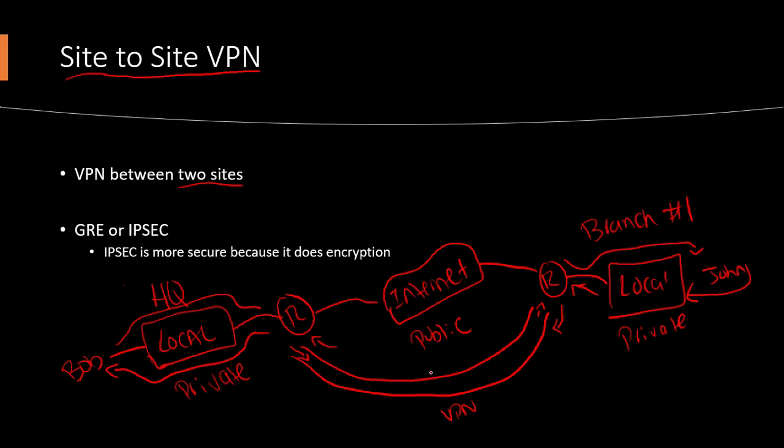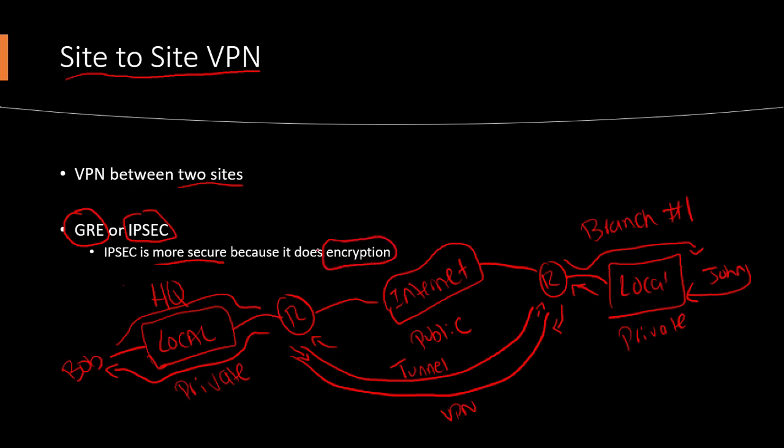Now, we're going to spend a little bit more time talking about how the tunnel gets built and how the encapsulation works. But when we're building the VPN, there are two options that we're going to use. We're either going to build a GRE tunnel, or we're going to build an IPsec tunnel. So this VPN that you see right here is really just a tunnel. And it's either going to be GRE or IPsec. We prefer IPsec because it's more secure, because IPsec does encryption.